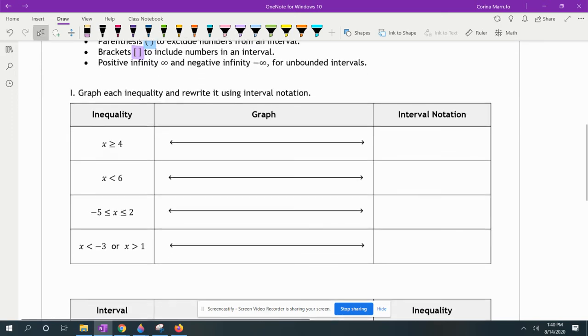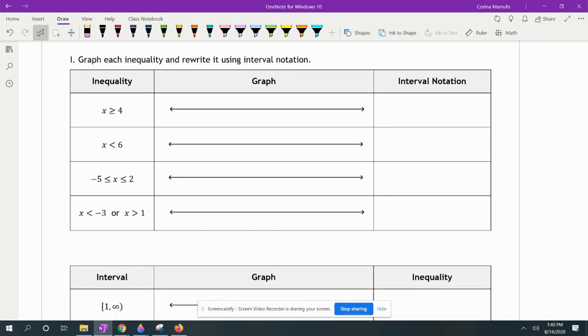So let's go ahead and look at the first example. It says graph each inequality and rewrite it using interval notation. Here it says x is greater than or equal to 4. On our graph, I'm going to identify 4. Then we think, do we make an open circle here, or do we fill it in? Since it includes the equal sign, we are going to have a filled-in circle. All the numbers that are greater than 4 are going to be in this direction. So this is what our number line would look like.